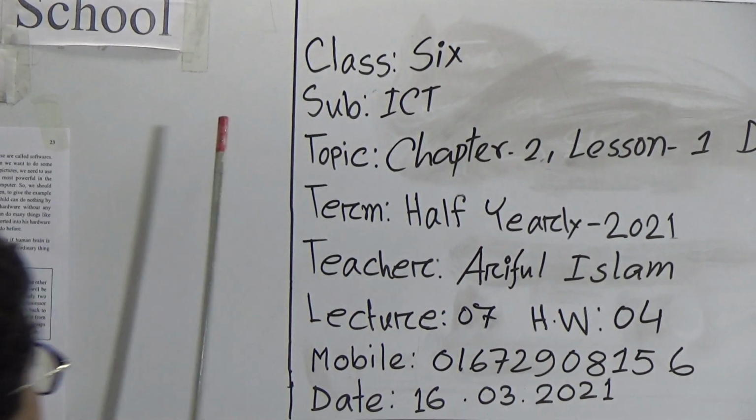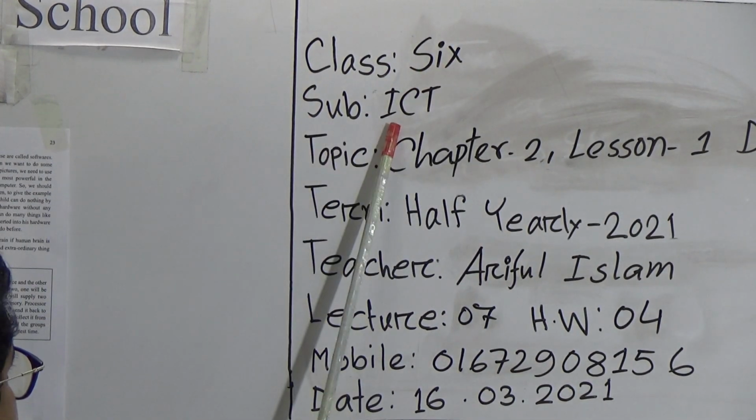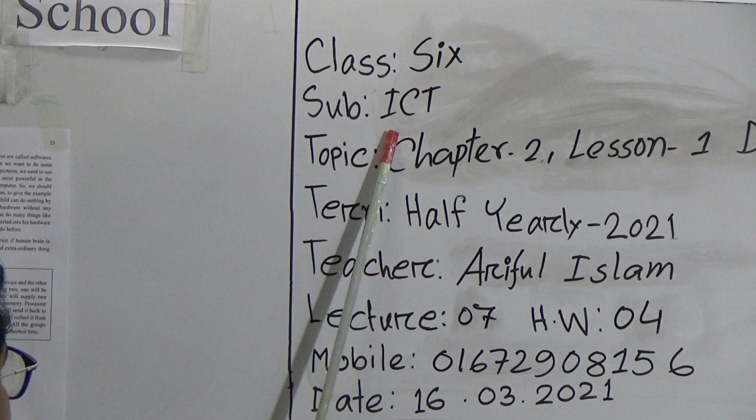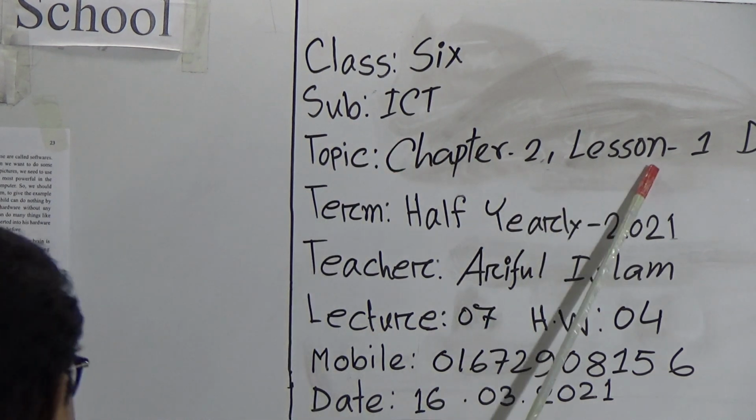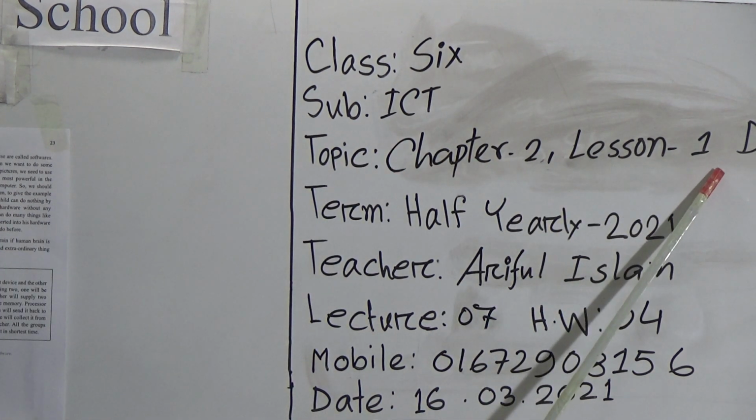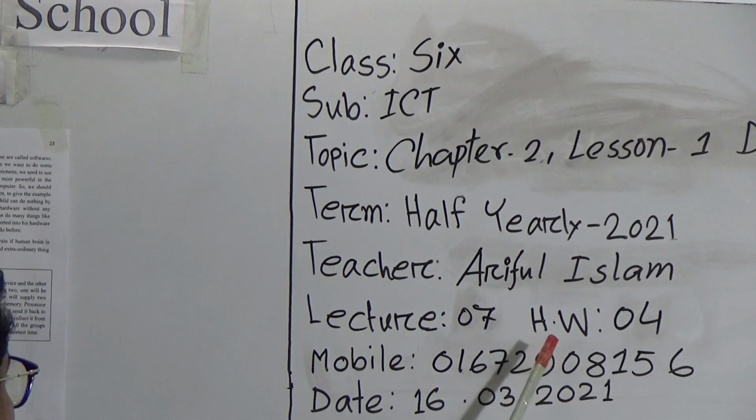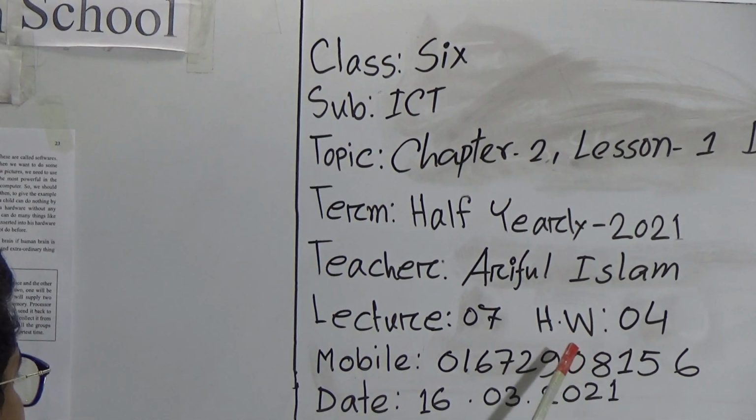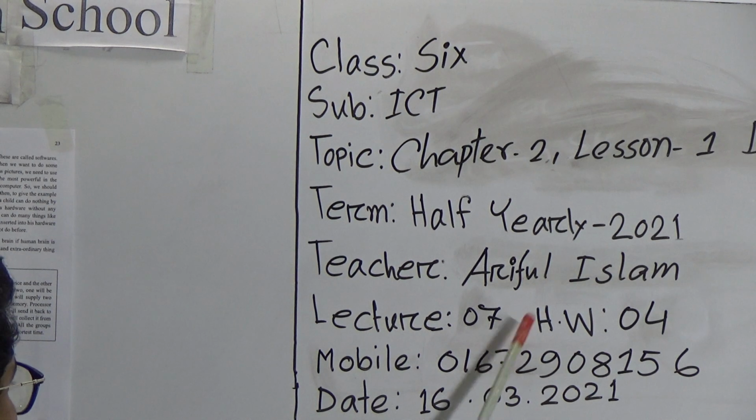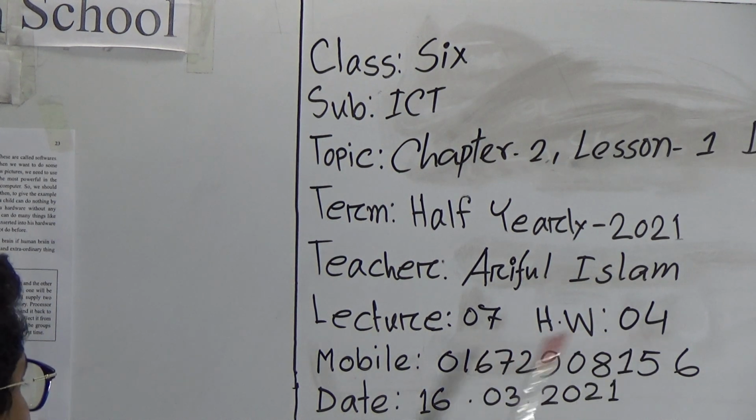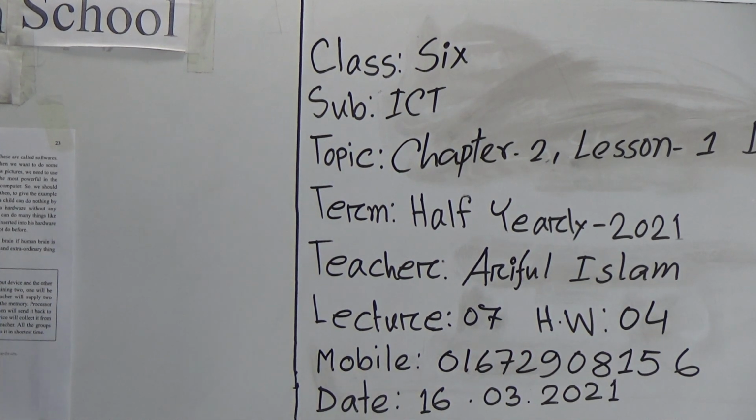First, let's see our today's class. ICT, class 6, subject ICT, topic Chapter 2, Lesson 1 discussion. Term Harvey Ali, Teacher Ariful Islam, Lecture 7. SW will be 4. There is a mistake of SW. Before 4, SW5 has gone. So we are correcting. This SW will be 4. This is a mobile number and today's date. So let's start our today's class.